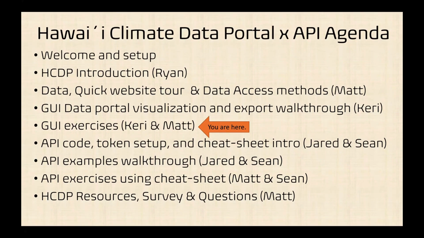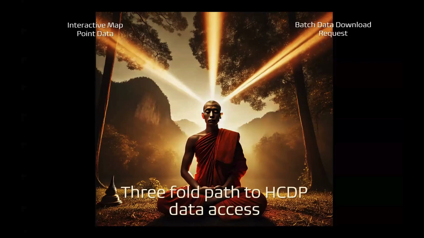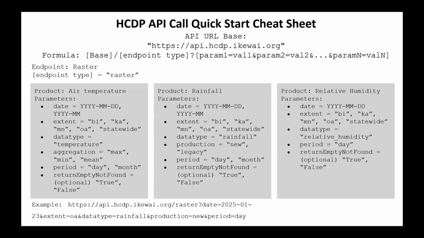Okay, so next I'm going to go over a Python workbook on how to use the API. Jared, yeah, I'll do it. Let me do a little introduction here. Jared is going to be doing the third access, HCDP data access, which is the API code access.